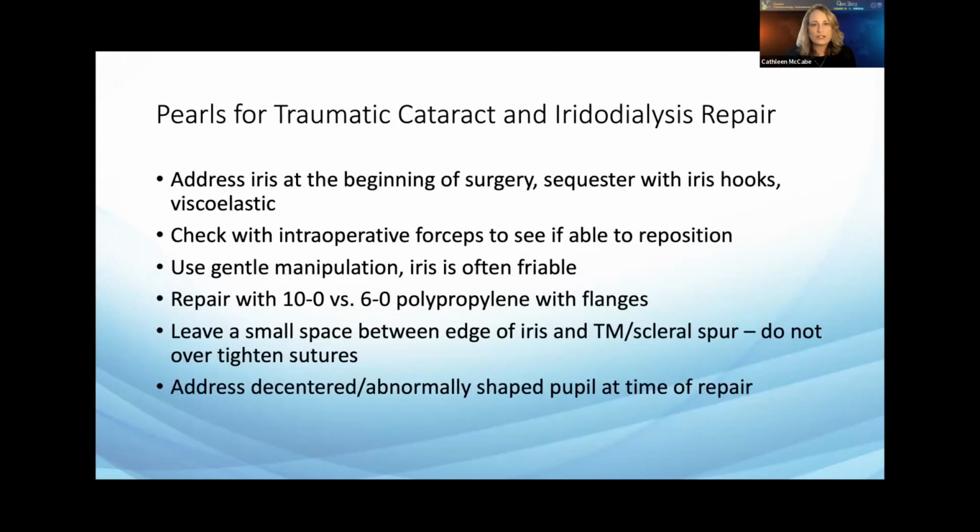So again, you want to just be sure at the beginning of these cases that you sequester the iris, use lots of dispersive viscoelastic, use intraocular forceps if available to reposition. Gentle manipulation is important. Lots of different techniques are all successful. Leave that little space. Don't try to make really tight knots. And you can address the decentration or abnormally shaped pupil at the time of that repair.